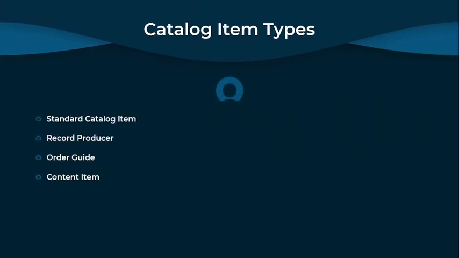Then catalog item types. Service catalog items represent individual offerings or requests that users can browse, request, and fulfill through the service catalog. These items can range from IT-related services to non-IT services depending on the type of catalog. Then the first type is standard catalog item.